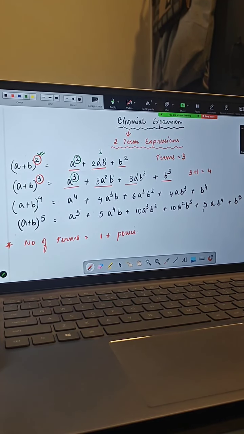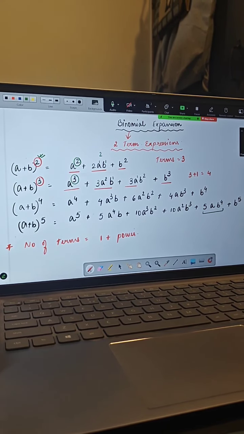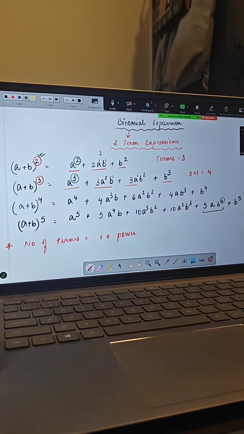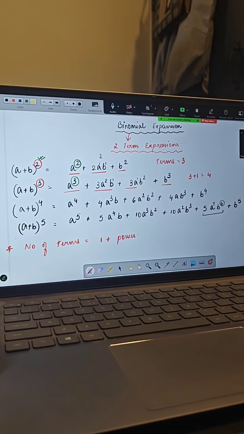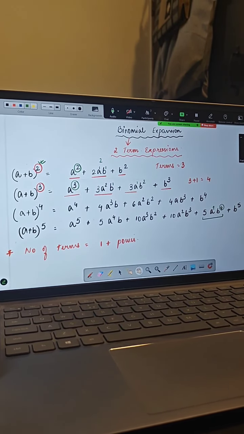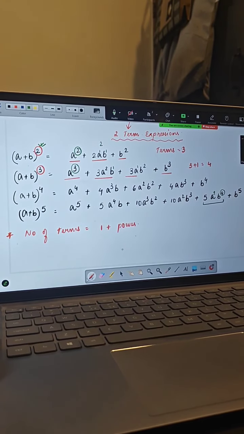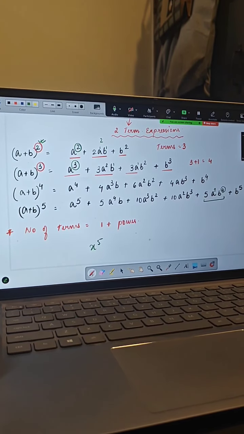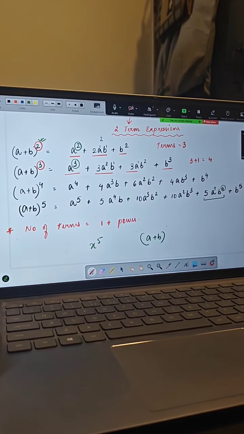Go to any random term. Let's say come to this term. The power is 5. So if you see, 4 plus 1 is 5. So this is a very interesting observation here. And why is it important? Because there are certain questions where you will be asked to find the coefficient of x to the power of 5 in the expansion of a plus b to the power of 9.